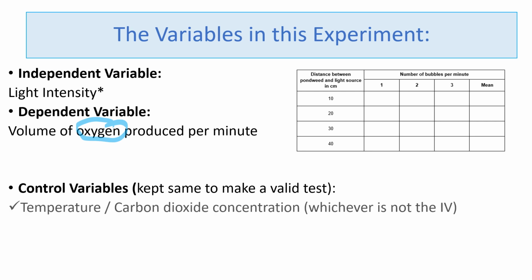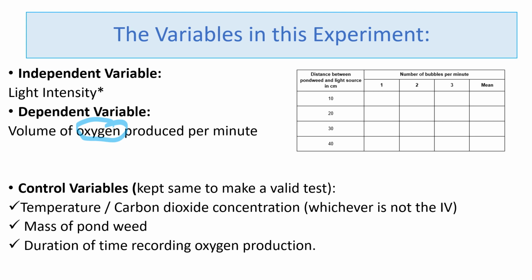And the control variables would be temperature and carbon dioxide. So whichever of the 3 limiting factors is not the independent variable. The mass of pondweed could be kept the same. The duration of time recording oxygen production could be the same.